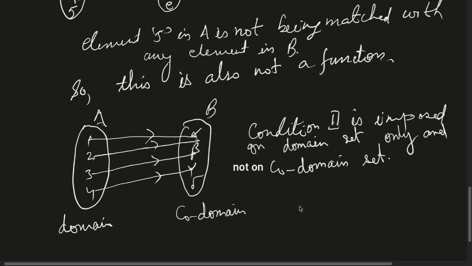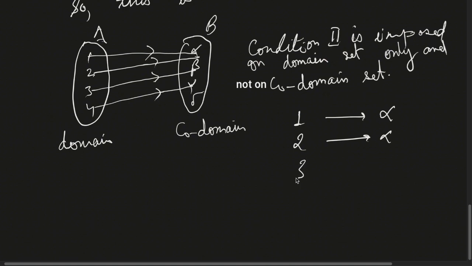function. So if you see that 1 is being mapped with alpha, similarly 2 is being mapped with alpha again, 3 is being mapped with beta, and 4 is being mapped with gamma. So 1, 2, 3, 4, all the elements have been mapped with exactly one element in the codomain set, that is set B. So this is a function.